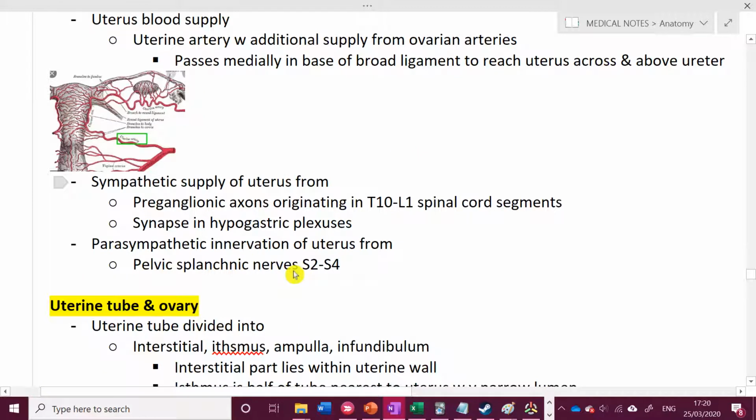The sympathetic supply of the uterus comes from the preganglionic axons originating in T10 to L1 spinal cord segments, and they synapse in the hypogastric plexuses. The parasympathetic innervation comes from the pelvic splanchnic nerves from S2 to S4.